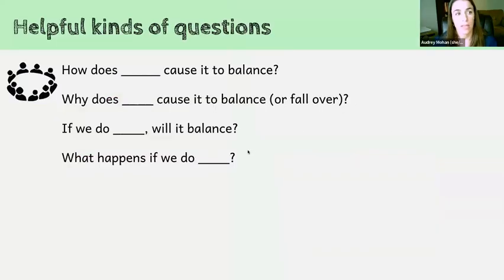So we've provided students with just a couple of different sentence frames to help structure their questions into questions that we can investigate in the unit. So, how does blank cause it to balance? Or if we do blank, will it balance? Just to give students a little bit of extra help formulating their questions for the driving question board.